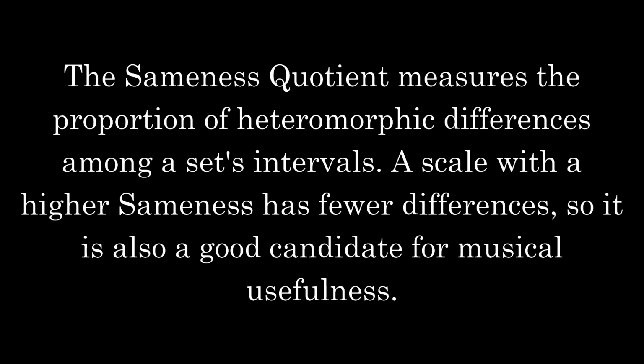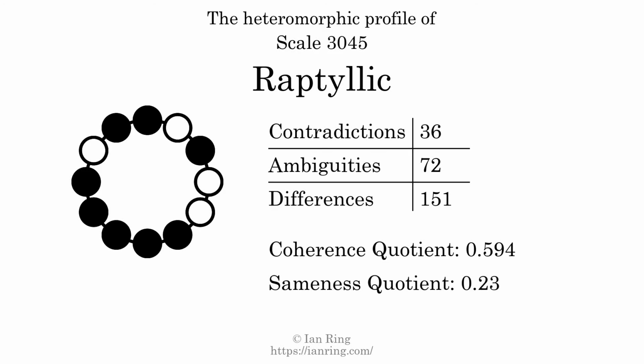The sameness quotient measures the proportion of heteromorphic differences among a set's intervals. A scale with a higher sameness has fewer differences, so it is also a good candidate for musical usefulness. The sameness quotient is 0.23.